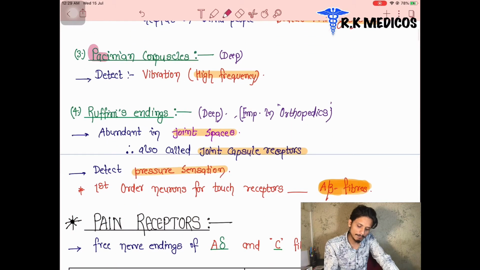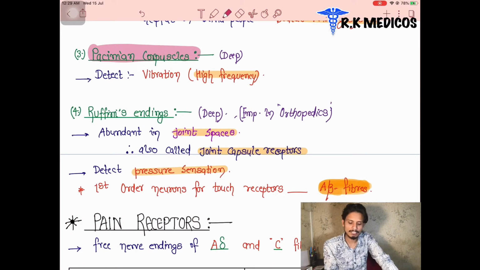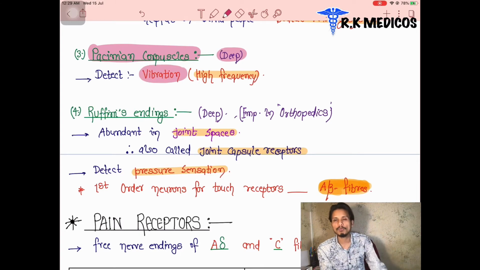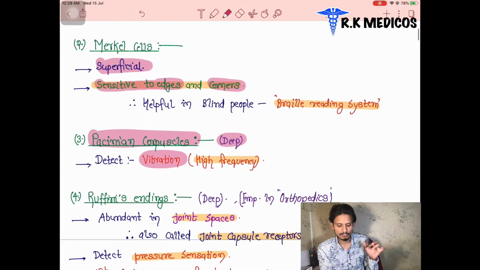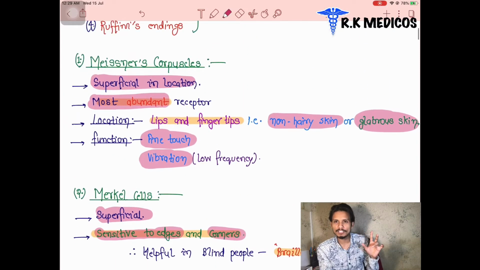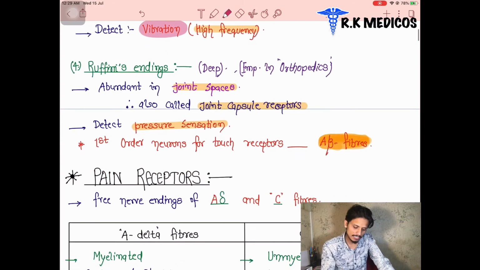Now we are going to see Pacinian. Pacinian means simply pressure. Pacinian means basically deep. They are the deeply situated receptors. They detect vibration. And what type of vibration? Low frequency vibration is detected by the Meissner's corpuscles. High frequency vibration is detected by the Pacinian corpuscles.